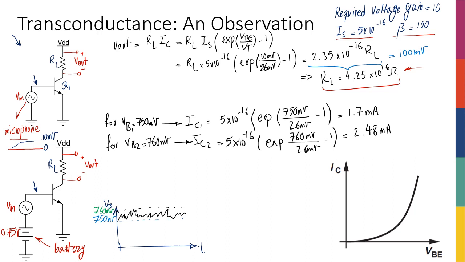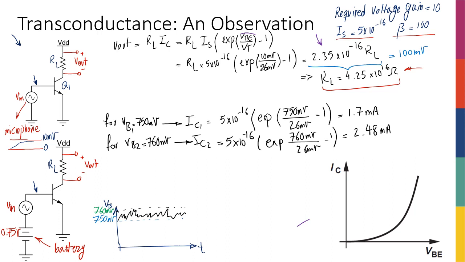By the way, if I wanted to do the same thing for the previous circuit, for the 10 millivolts, we got an IC that was exactly this number, 2.35 times 10 to the negative 16 amperes. And if the VB was 0, you would just get a 0. I hope that's obvious: if VBE was 0, then e to the power of 0 would have been 1, 1 minus 1 would have been 0, therefore your current would have been 0.